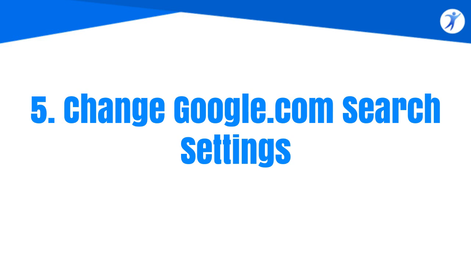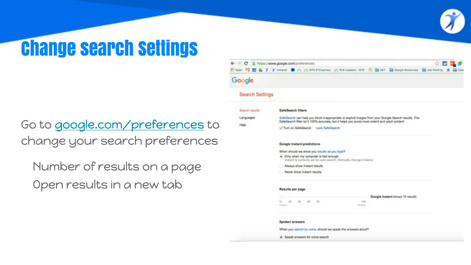And the next tip that we're going to look at is a very quick and easy tip, and it will allow you to change your search settings on google.com. So if you visit google.com/preferences, you can actually change a few settings for when you search for things on Google.